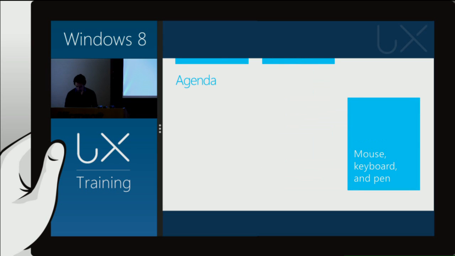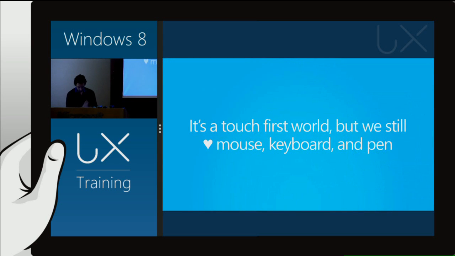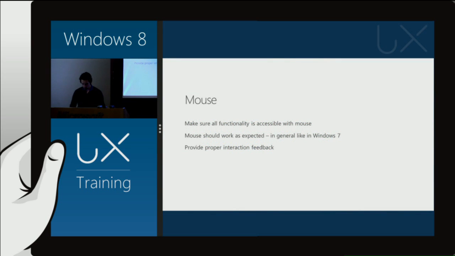So let's spend the rest of the time talking about mouse, keyboard, and pen. Like I said, it's the touch-first world. Focus on touch first, but mouse and keyboard is really important. So make sure all your functionality is accessible with mouse. And if you've built mouse apps before, it's pretty straightforward. It pretty much works as expected. In general, interactions are similar to Win 7. You left-click to activate something, and you right-click to get to commands.